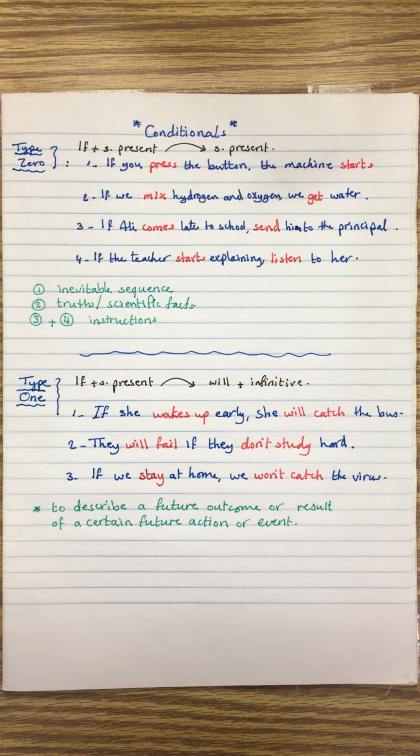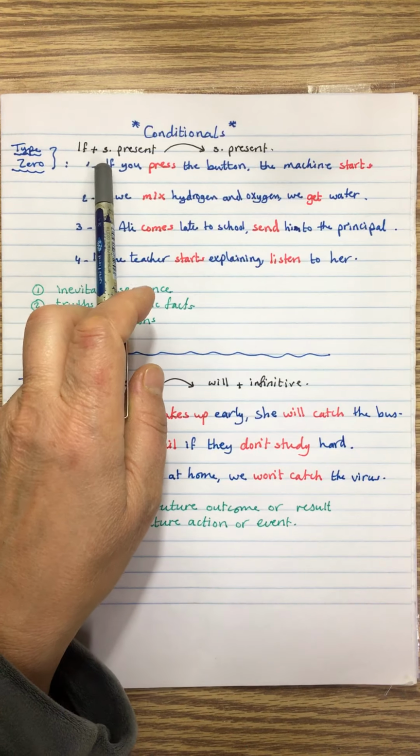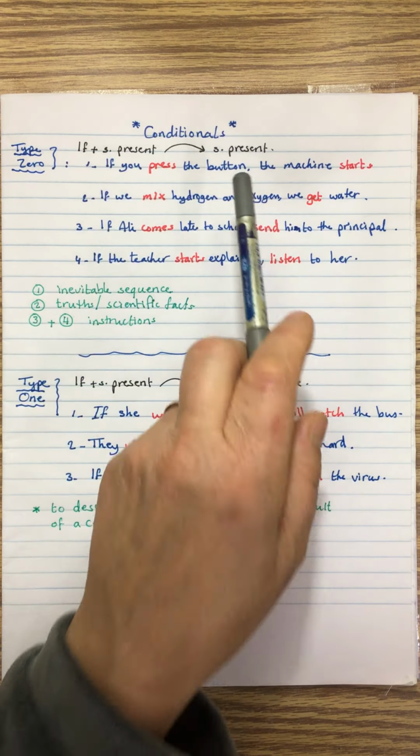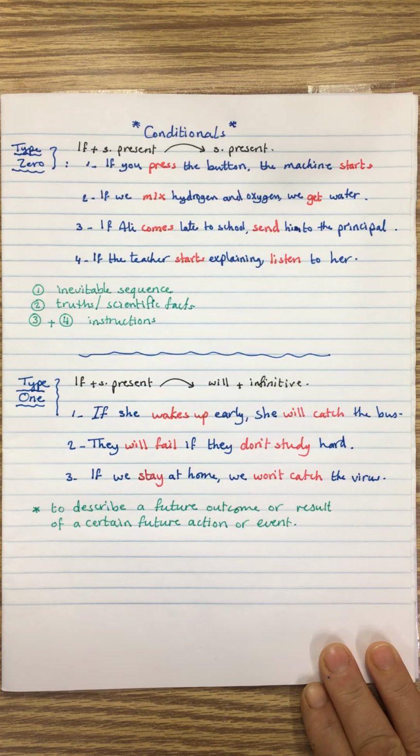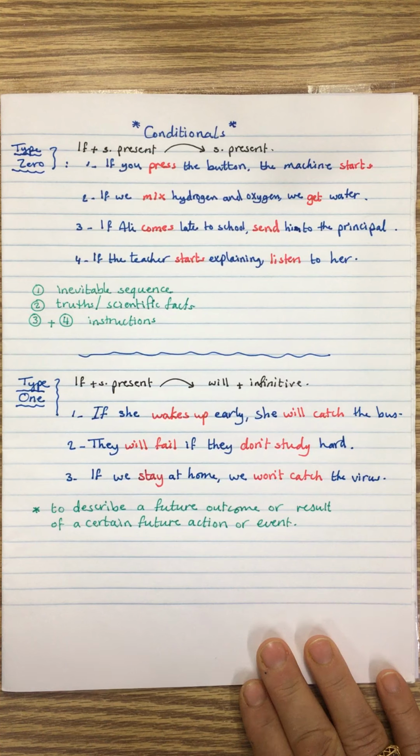So we use type 0 with either inevitable sequence, أمر محتم الحصول, or truths, scientific facts, حقائق علمية, or instructions. And we use simple present in the first part or clause, and we also use simple present in the second part. Now, type 1, I will again remind you of type 1 that we had previously taken in Unit 1.